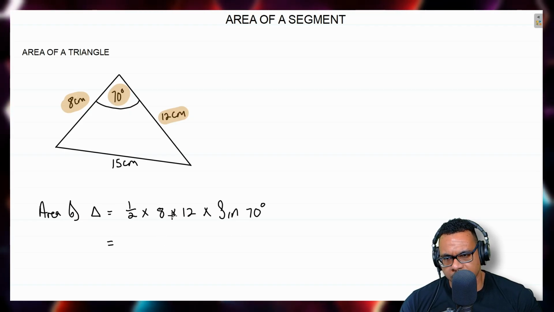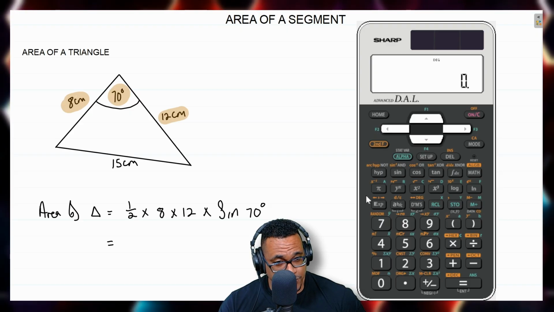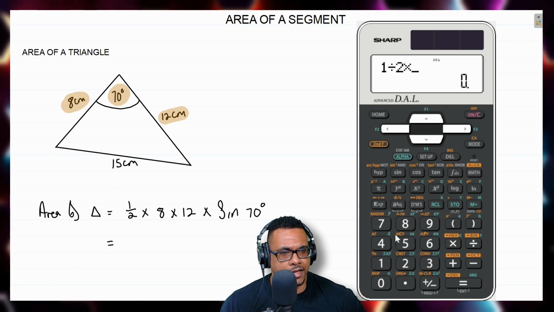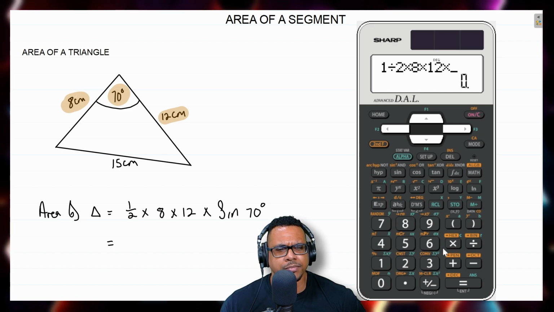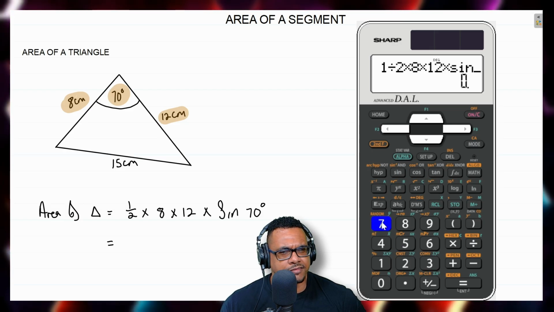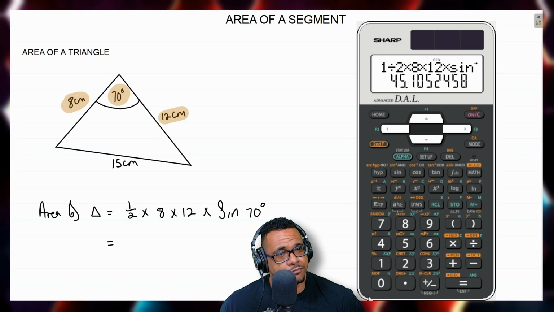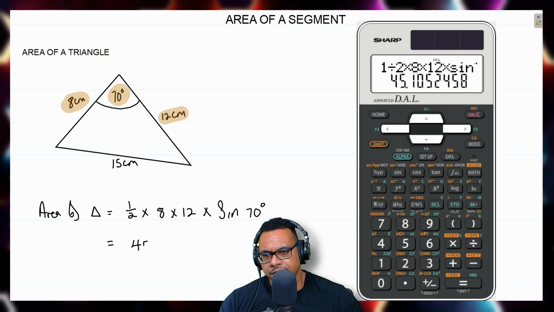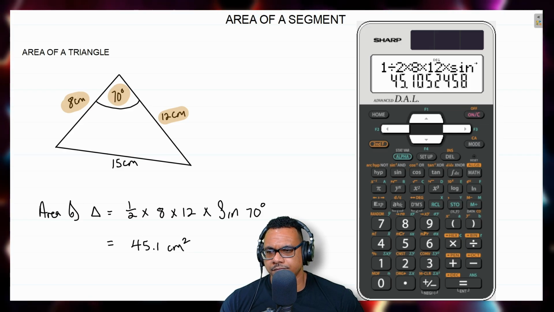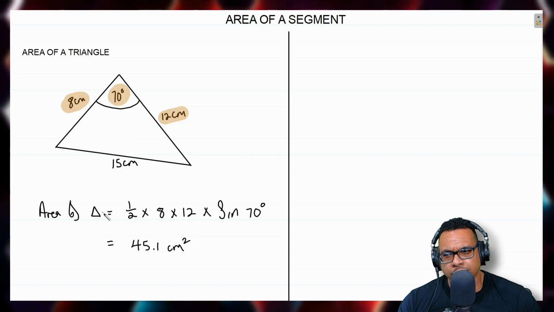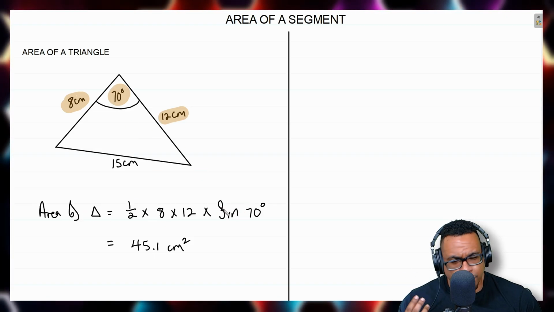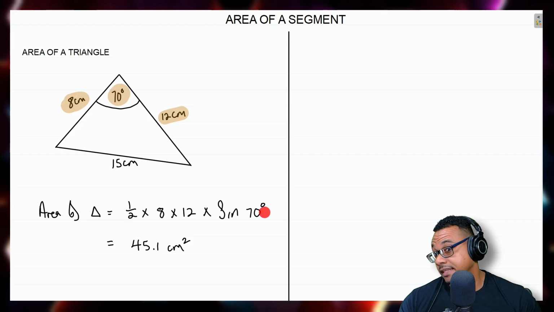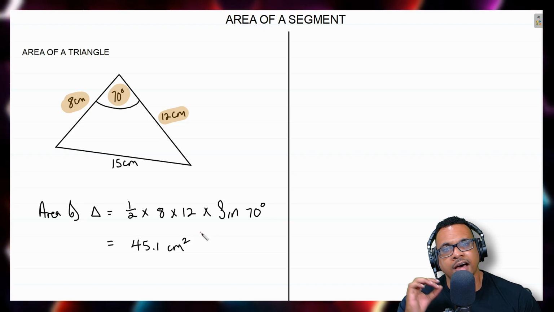So if we go to our calculator and work this out, for a half, we could put 1 divided by 2, or you could use the fraction button. So that's 1 divided by 2, that's a half. Multiply by 8, multiply by 12, multiply by sine of 70 degrees. Press equal, and that 45.1 to 3 significant figures is the area of the triangle. So we have 45.1 centimeters squared. Now you see how you could find the area of the triangle using this formula without quoting a direct formula. It's always a half multiplied by the two sides that are on either side of the angle, sine the angle. Now, let's look at the formula a half AB sine C.